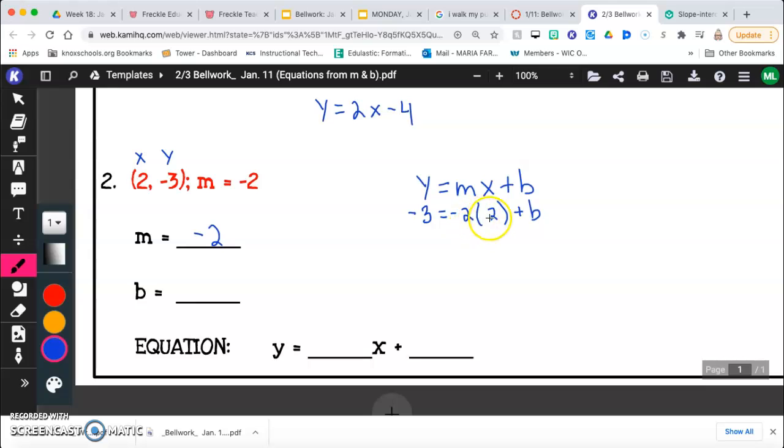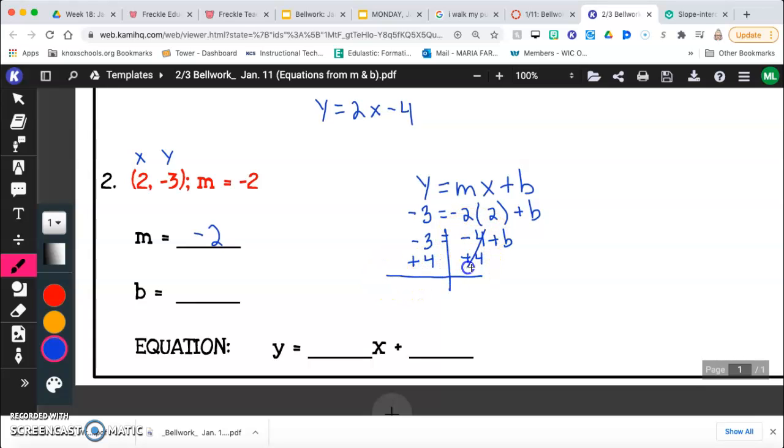Negative 2 times positive 2. Remember, the first step is always to multiply through those parentheses to get rid of them. Negative 2 times positive 2 is negative 4. You have negative 4 plus b left on that side. You have a negative 3 left on this side. Second step is always to get rid of the constant that's with the b. That's that negative 4. This time, because it's a negative constant, we're going to add to get rid of it. You always do the inverse operation. Do the same thing to the other side.